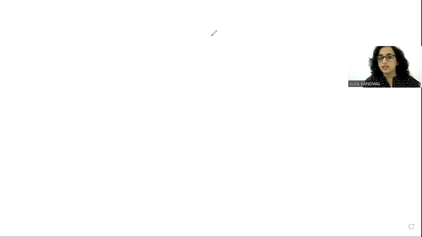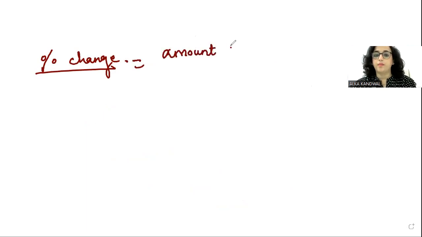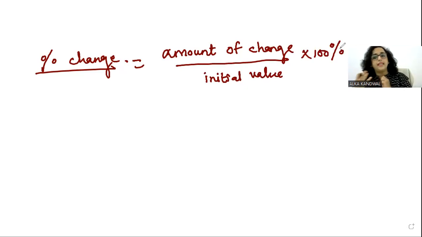Now let us solve another question and let us talk about percentage change. Sometimes a question comes where the value changes from this to that, so how much is the percentage change? So let us do the formula. We talk about the percentage change formula, that is amount of change by the initial value, into 100%. So this is how we calculate. Amount of change can be an increase or a decrease.